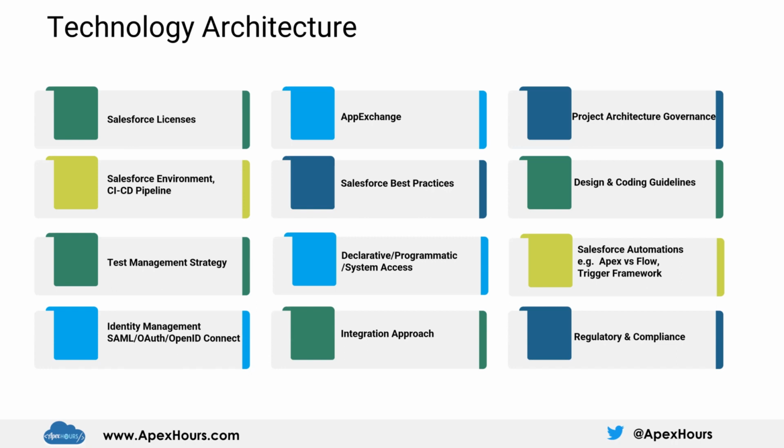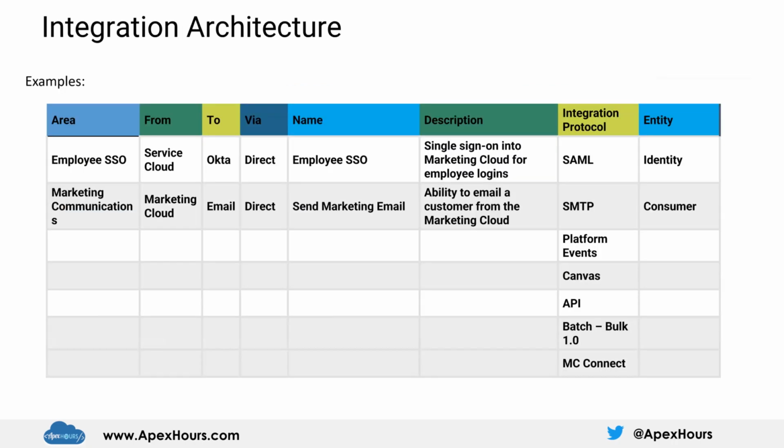Now let's zoom into the integration approach in a little more detail. At a high level, when I talk about integration, it is not necessarily related to data integration. It could be identity, like SAML or different protocols like OAuth. It could also be SMTP, the email communication. It could be Marketing Cloud Connect between Service Cloud and Marketing Cloud. It could be platform events, canvas, or any other different way by which you can have an integration protocol.